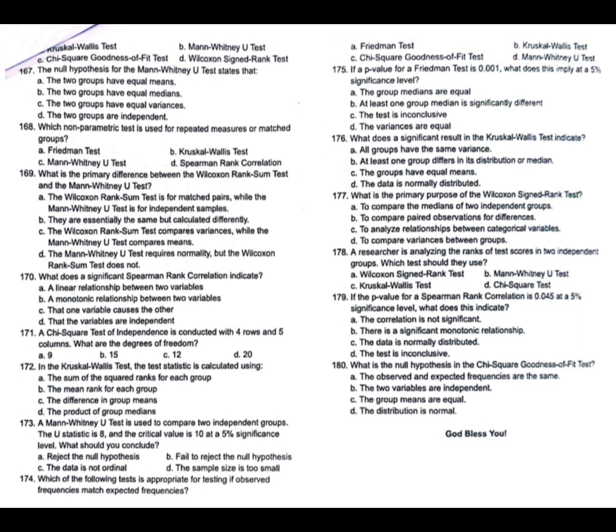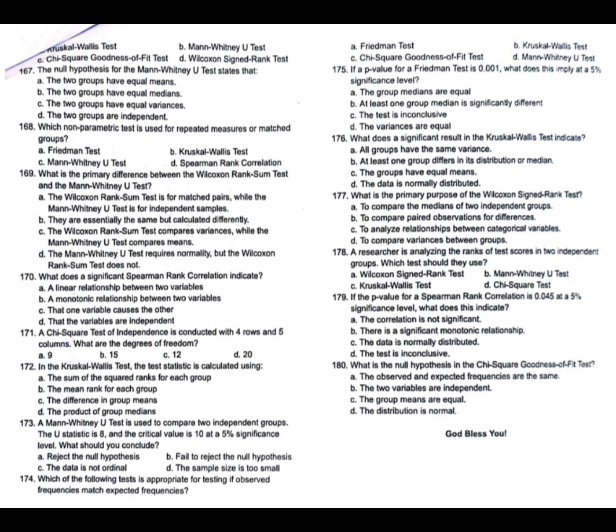In the Kruskal-Wallis test, the test statistic is calculated using blank. Letter B. The mean of rank of each group. A Mann-Whitney U test is used to compare two independent groups. So the answer is letter A. Reject the null hypothesis.